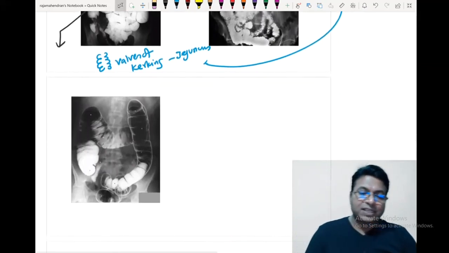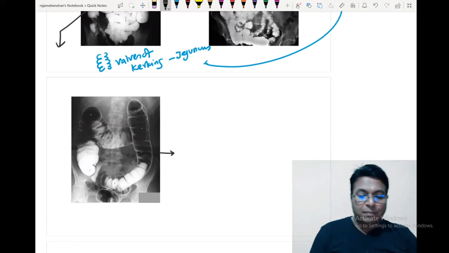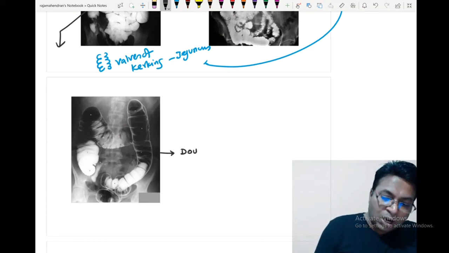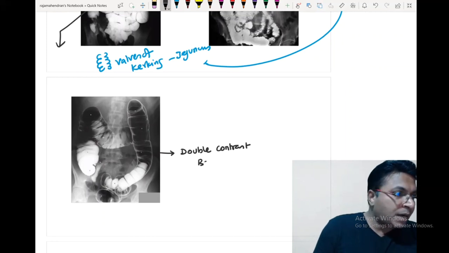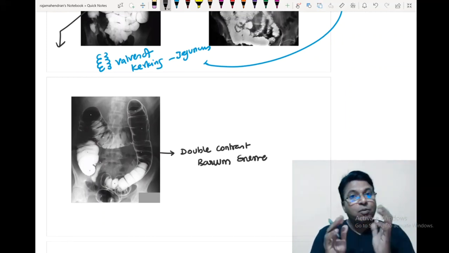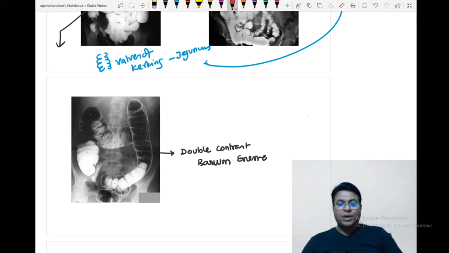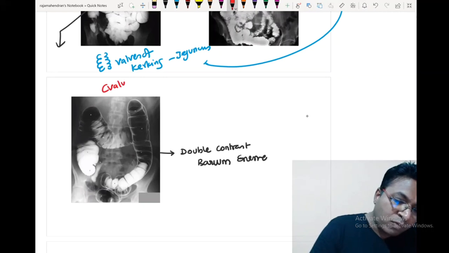And what is this investigation? The next investigation, what is this? You can see the colon is studied with the help of this. This is double contrast barium enema. You can classically see double contrast barium enema. Yes, very good, Pradeep. That is also known as valvulae conniventes. Very good. Valves of Kerckring or valvulae conniventes, both are the same.